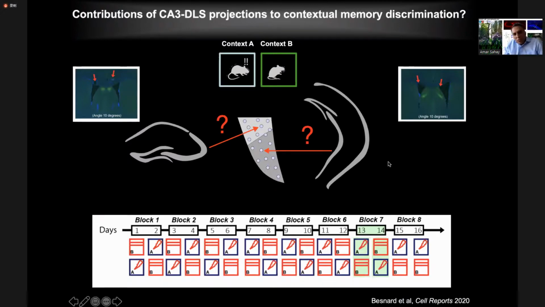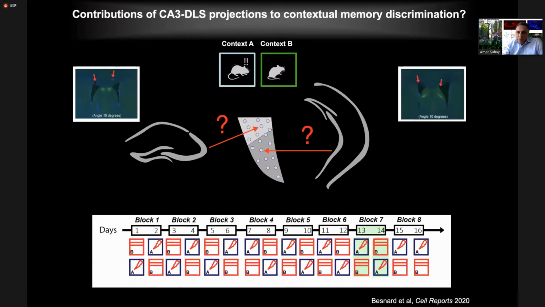Animals were conditioned to a context A, where they received mild foot shocks, and then challenged to discriminate between context A and a highly similar context that's neutral, context B. After several blocks of training, animals reach an asymptotic level of behavioral performance in discrimination between context A and context B. Antoine then silenced dorsal CA3 projections in the DLS when the animals are placed back in context A or context B, and he did the same with the other cohort of mice, silencing the projections of ventral CA3 neurons when the animals are placed back in context A and context B.